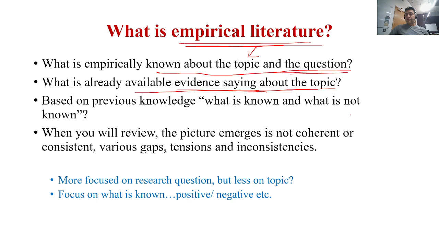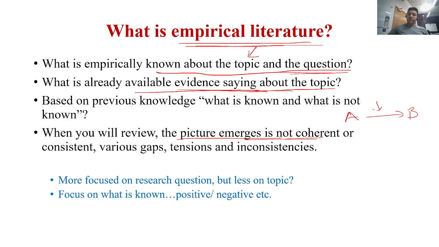So, if you're studying the relationship between A and B, what is the literature saying about it? And then you will get some idea about the authenticity or the importance of your research question. The same way, when you review your literature, a picture is going to emerge, but it might not be a coherent picture. There might be certain inconsistencies, there might be certain gaps, there might be something contradictory to what you're trying to do or what other researchers are saying.